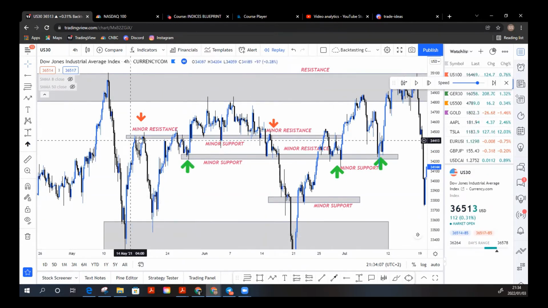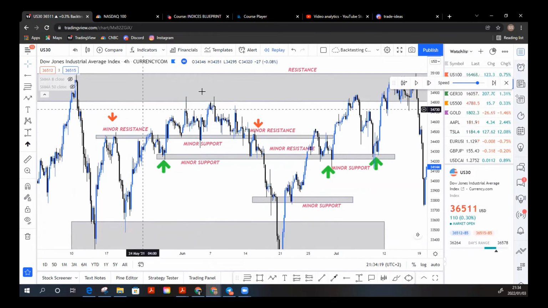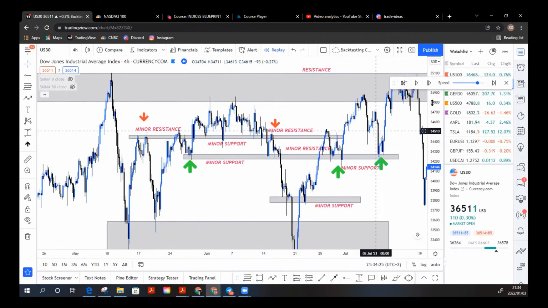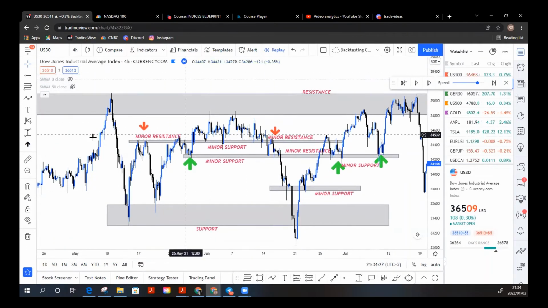Okay, and anywhere along these levels, we obviously look to find entries, whether it's via smart money concept entries, whether it's candlestick confirmations, etc. But those are levels that we eye in the market to help us with our trade setup.